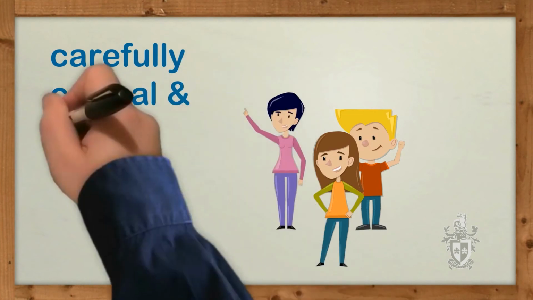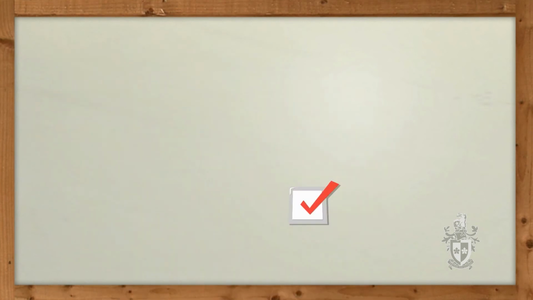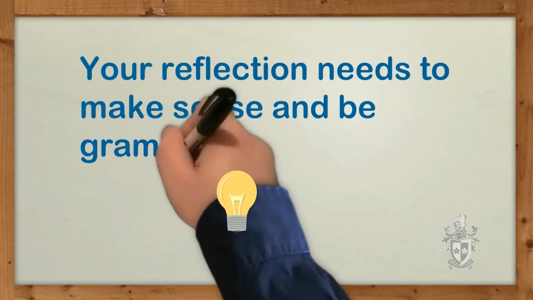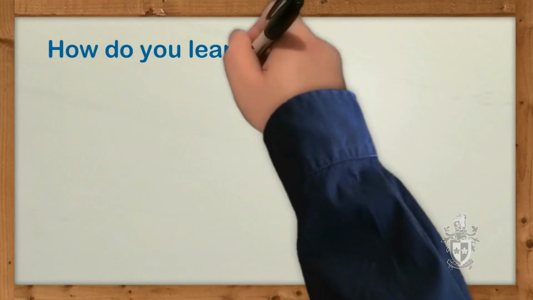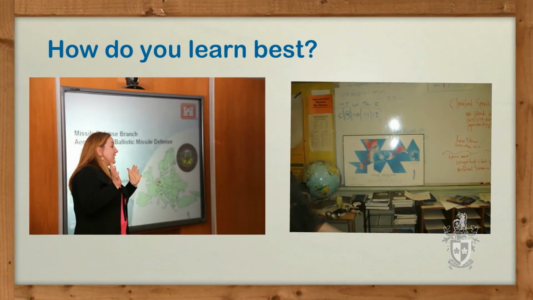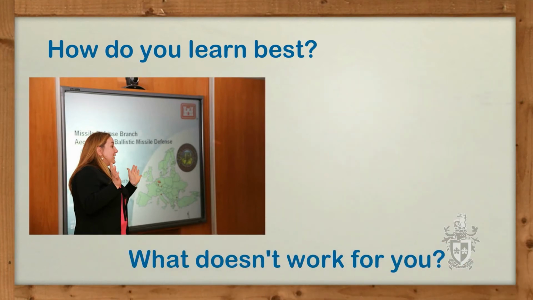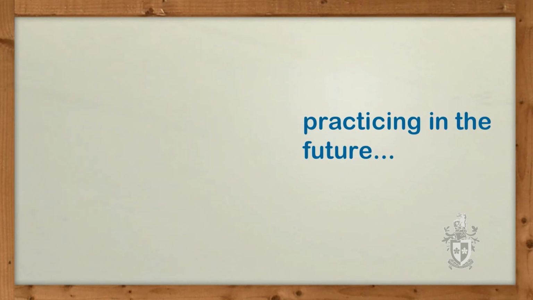When we present this information, it needs to be carefully and critically presented to the reader and/or viewer. It needs to make sense, be coherent and grammatically correct. It needs to show that you have considered your learning and have thought about how your particular learning style works and/or doesn't work for you. Most importantly, it must suggest ways of practicing in the future.